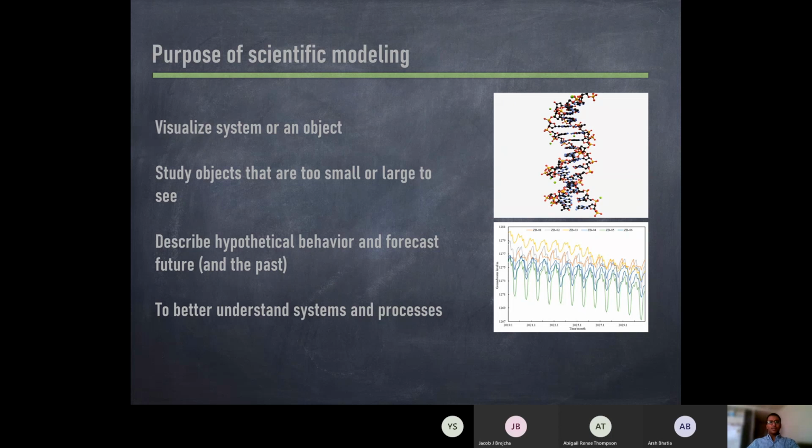Any questions so far about the purposes or these things?